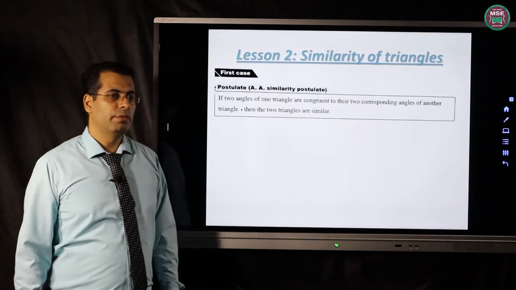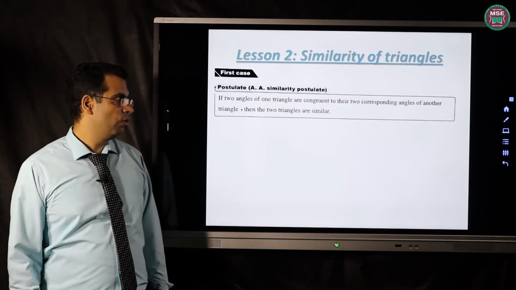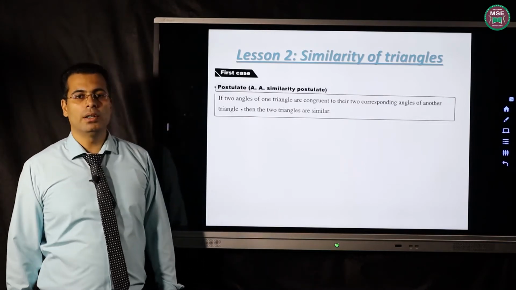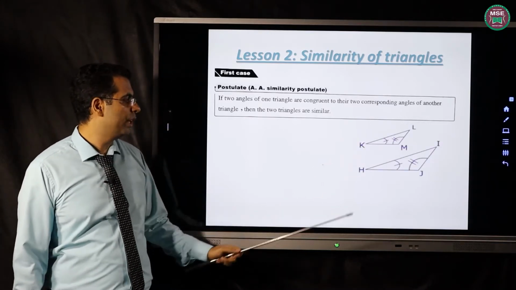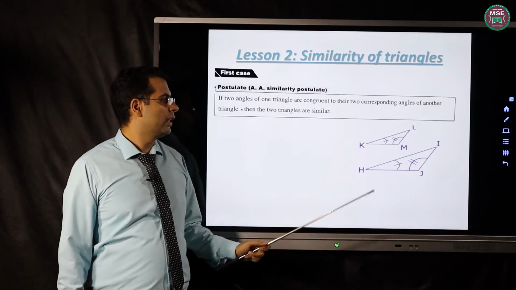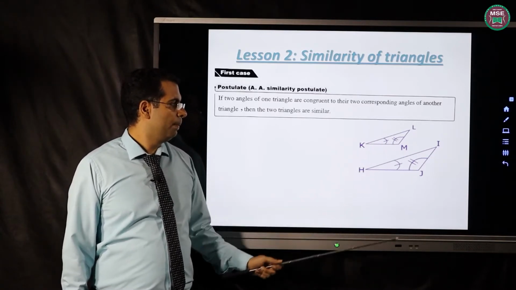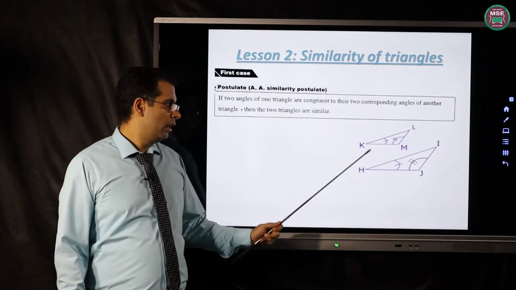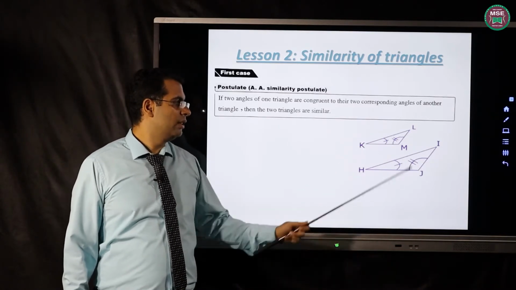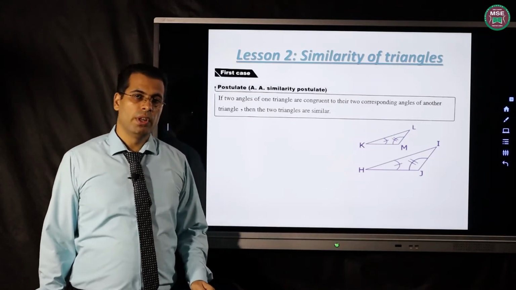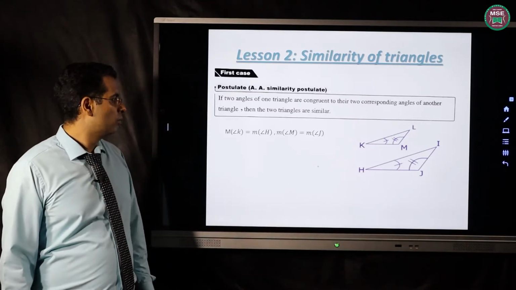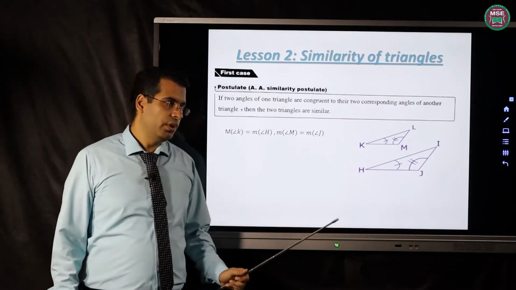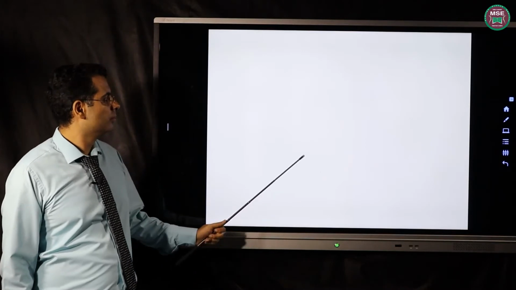Angle. If I have two angles of a triangle congruent to the corresponding angles of another triangle, then the two triangles are similar. Here we have measure of angle K equals measure of angle H, M equals J. Therefore, L equals I, because if we have two angles in a triangle equal to two angles in another triangle, then the third angles are also equal. Then we have two similar triangles. Two angles is enough, therefore the two triangles are similar.